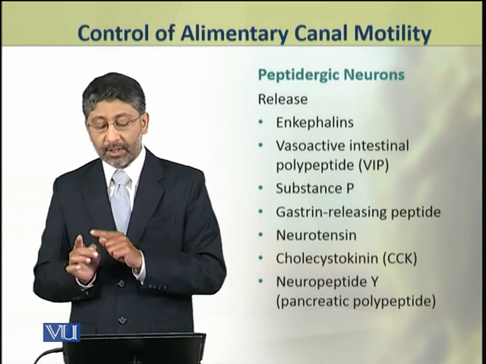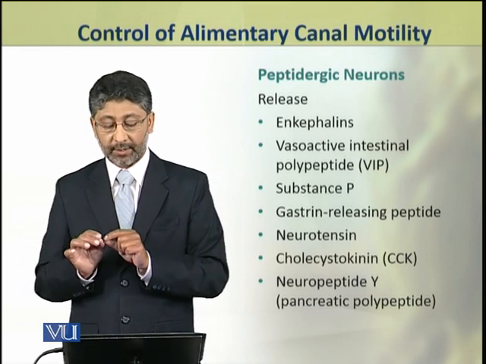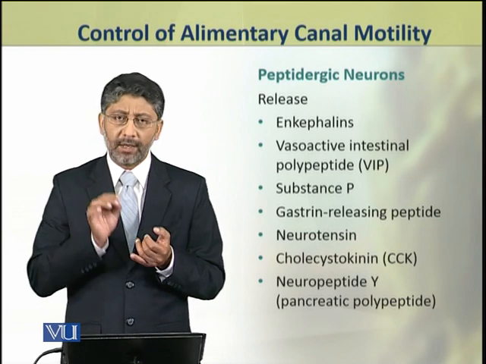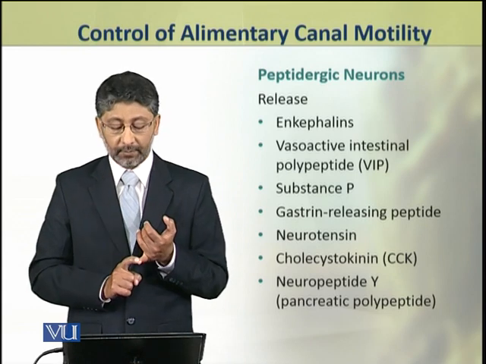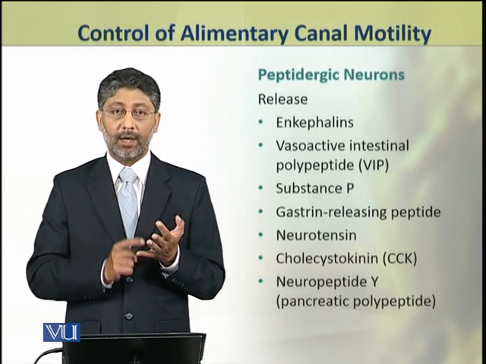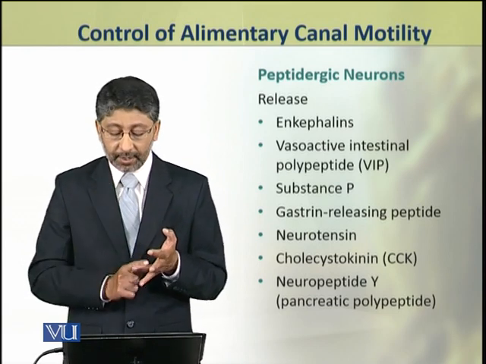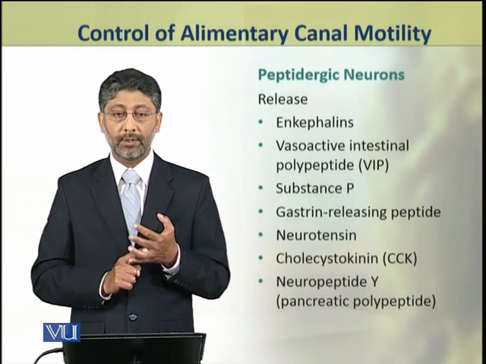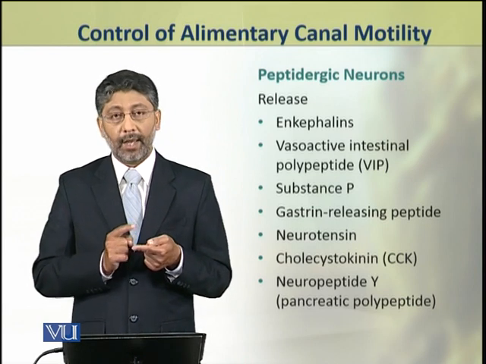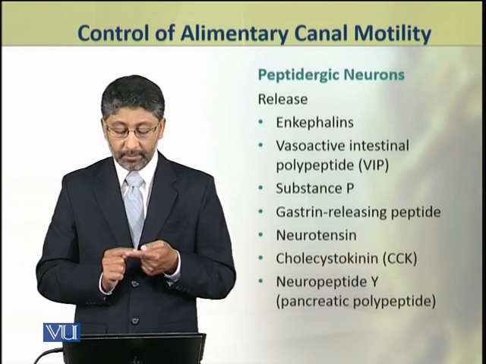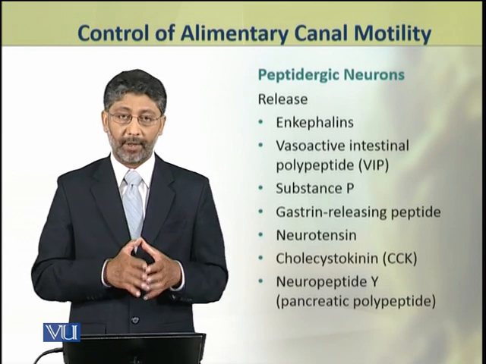The peptidergic neurons, which innervate the lining of smooth muscle of the gastrointestinal tract, release many substances as transmitters. For example, encephalins, vasoactive intestinal polypeptide, substance P, gastrin releasing peptide, neurotensin, cholecystokinin, and neuropeptide Y, which is also called pancreatic polypeptide.